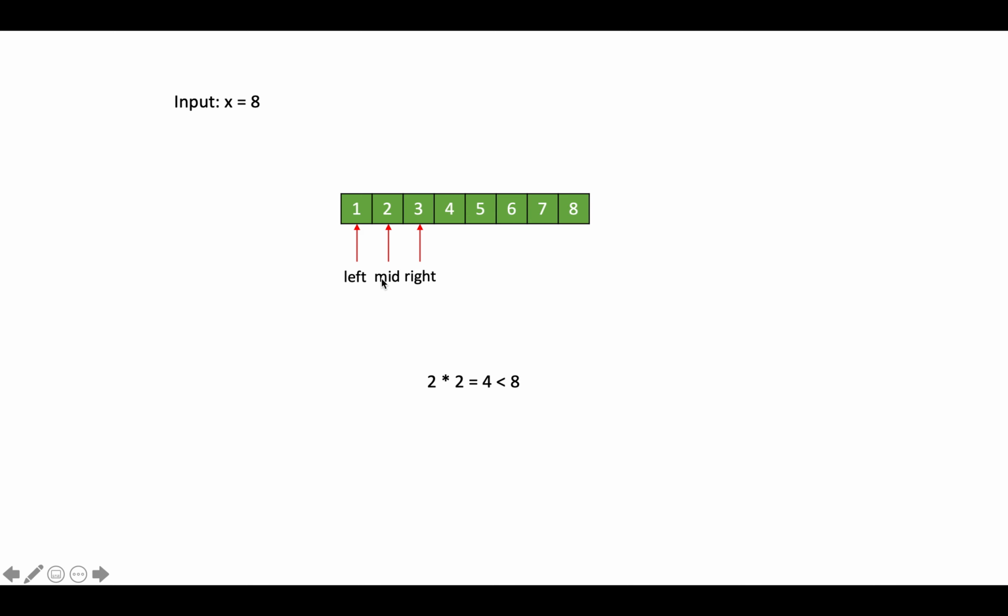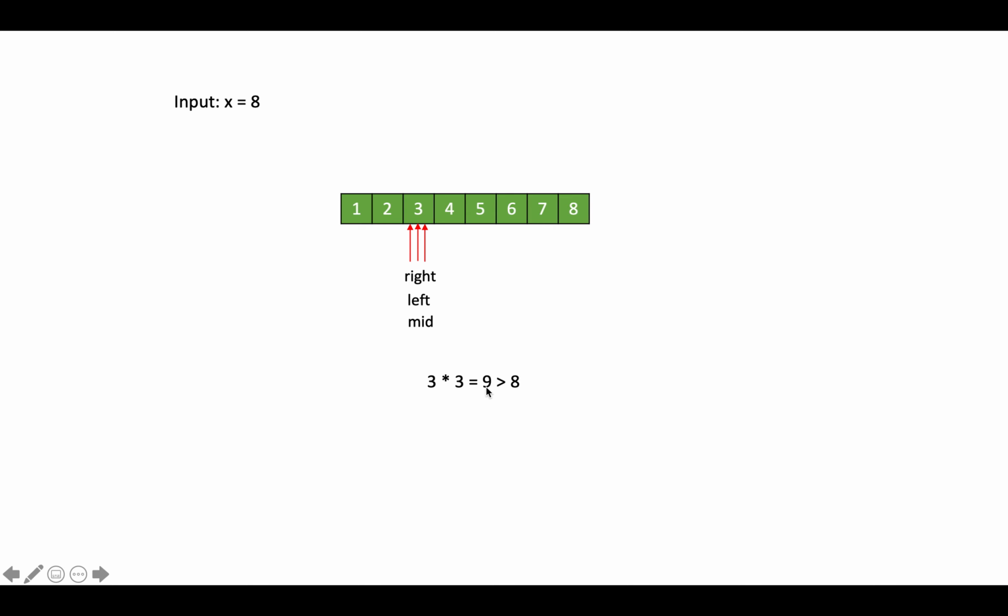Then in this part we calculate our midpoint, and we compare it with our square root, our target. As 2 times 2 is 4, which is smaller than 8, we know that the square root cannot be in this part, and we move our left pointer to mid plus 1, which is here. Then we keep searching, and we find our midpoint, and we compare it with our target.